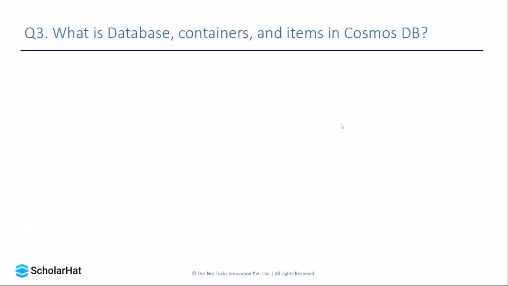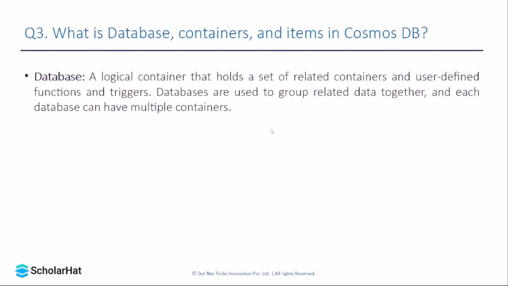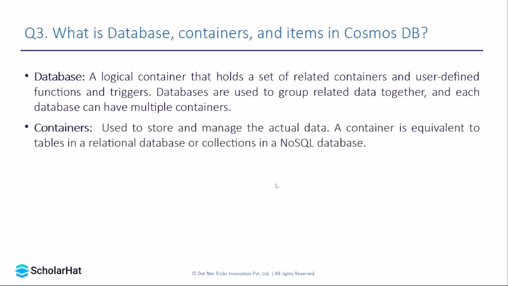Our next question is, what are database, containers, and items in Cosmos DB? Let's discuss this point by point. The first point is database. A database is a logical container that holds a set of related containers, user-defined functions and triggers. Databases are used to group related data together, and each database can have multiple containers. In simple terms, a database is a collection of different containers, and it also consists of UDFs and triggers.